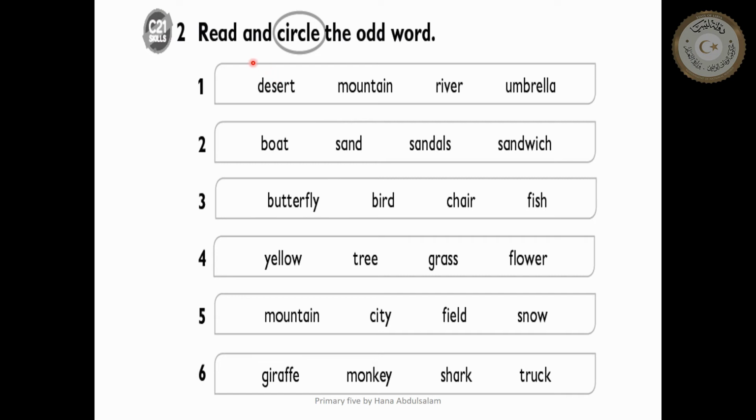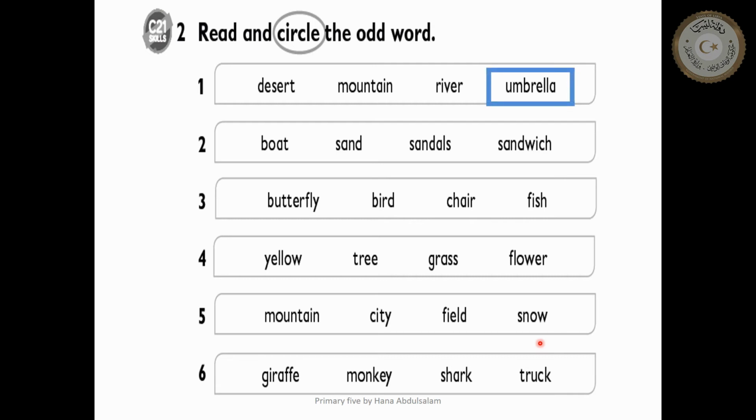Number 2, read and circle the odd word. So can we read here? For example, in the first box, we have desert, mountain, river, umbrella. All of them are the same, but we have one that is not similar to them. So desert is a place, mountain is a place, river is a place. What about umbrella? Is umbrella a place? No. So what are you going to do? Circle umbrella.